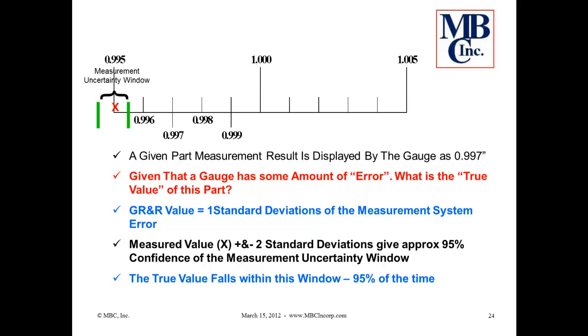This becomes significant if the part measures at the specification limit. In this example, 0.995. Or it could be 1.000. In this case, we know we have a 50-50 chance that the part is out of specification.